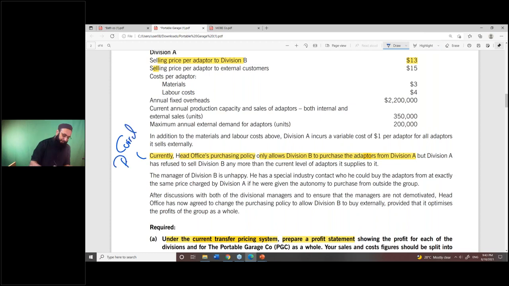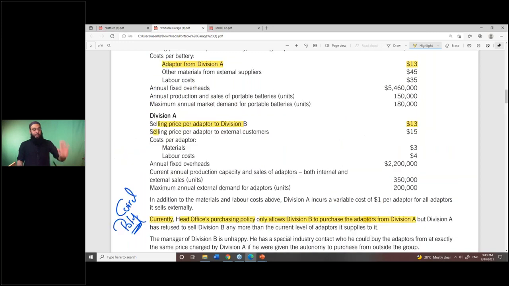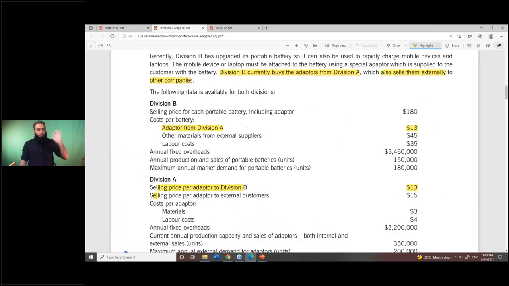My friends, I'll make this a piece of cake for you, inshallah. Here is the current policy. The world will remember that transfer price is not difficult. Here is the current policy. And A. Okay, so the current policy is what? I'll not read more than that. That B has to buy everything from A.